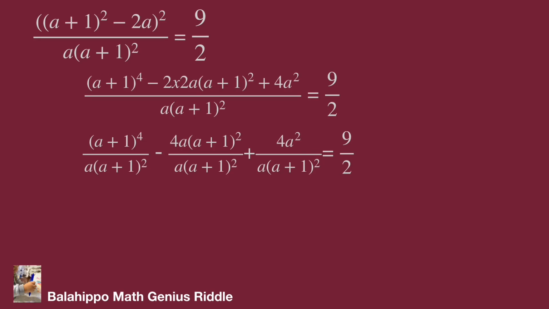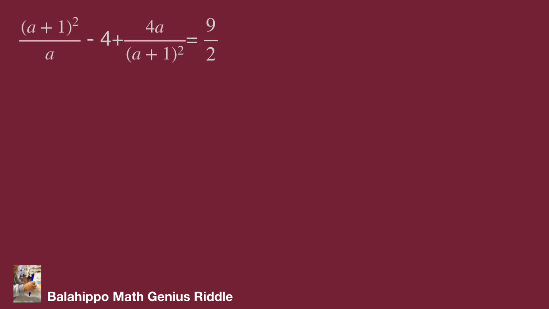We eliminate (a + 1)² in each fraction's items. Then we get (a + 1)² over a - 4 + 4a over (a + 1)² equal to 9 over 2. It's easier to handle the equation. So we define (a + 1)² over a equal to m. Therefore, the equation becomes m - 4 + 4 over m equal to 9 over 2.